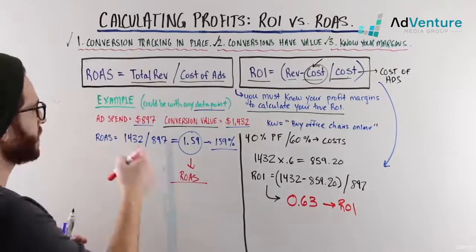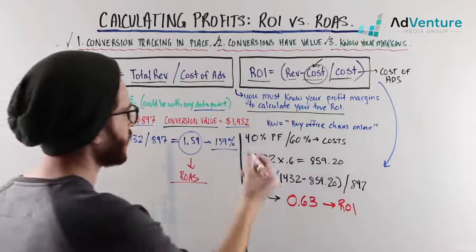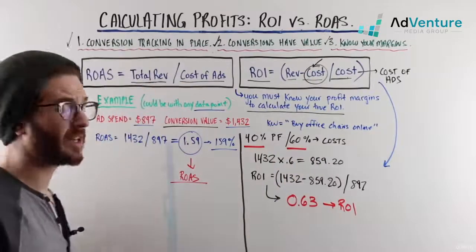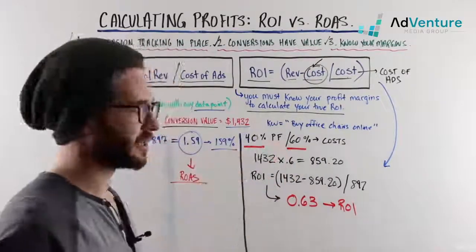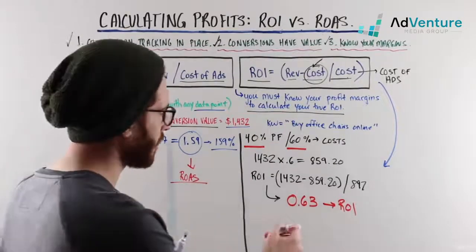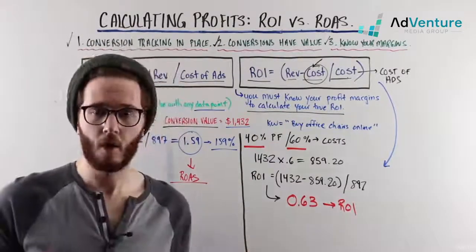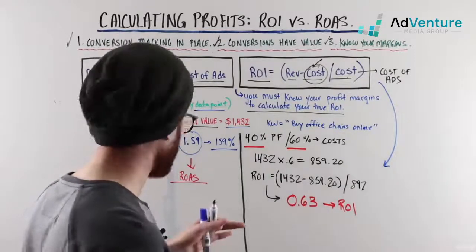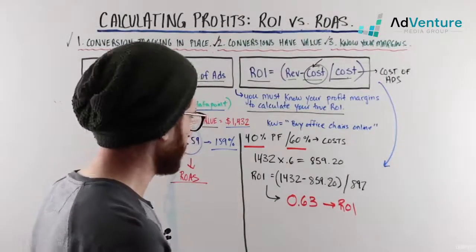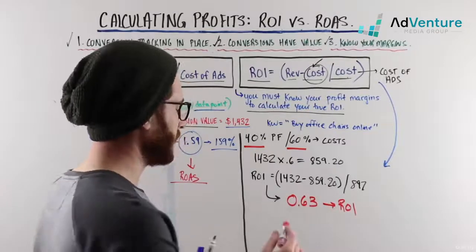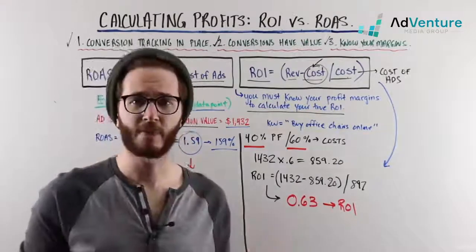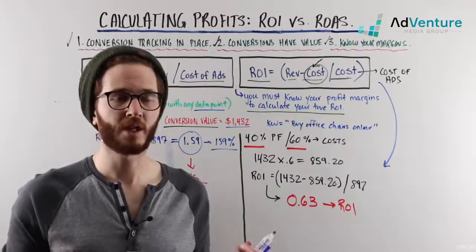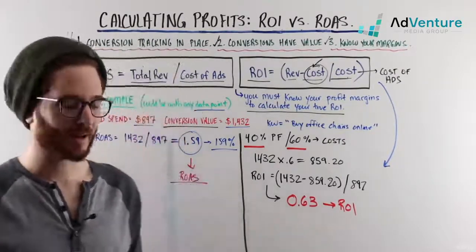The same ad spend, the same conversion value, but we changed around our profit margins. Now, instead of pocketing 70 cents, we only pocket 40 cents on the dollar. And this is a 0.63 ROI, which means we're losing money. Overall in the account, we're losing money. That's what ROI means over there. 0.63, meaning, what does that mean? For every dollar we spend, we only make 63 cents back. So we're losing 37 cents every time we spend $1 in advertising.